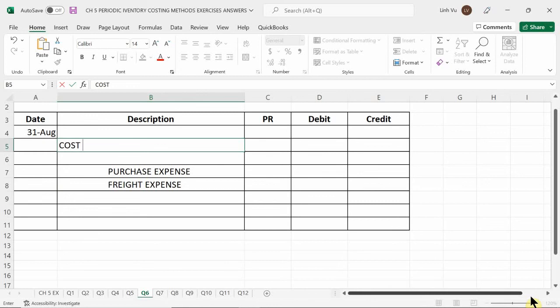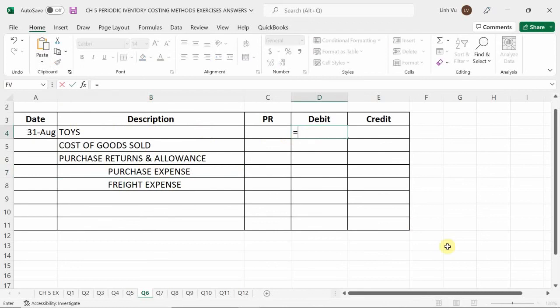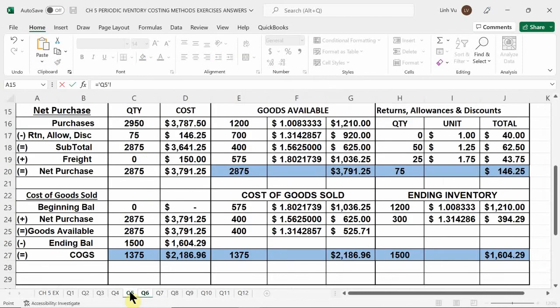Toys. Yes. So in this case, cost of goods sold. We have toys instead of inventory because in this case, we know the specific product that we purchased. And we're going to need to put in the purchase returns and allowances, right? Because that's what reduced my inventory.